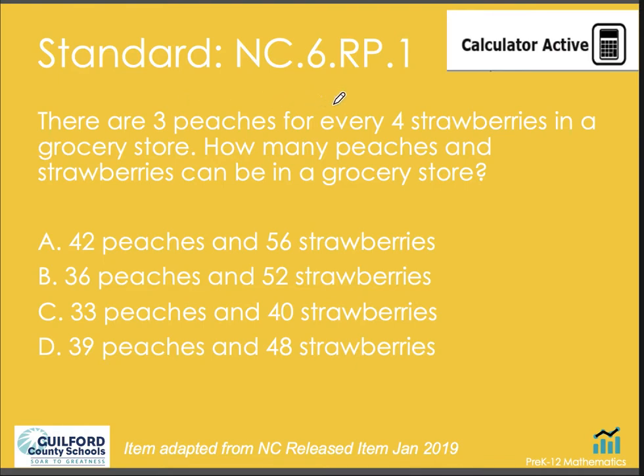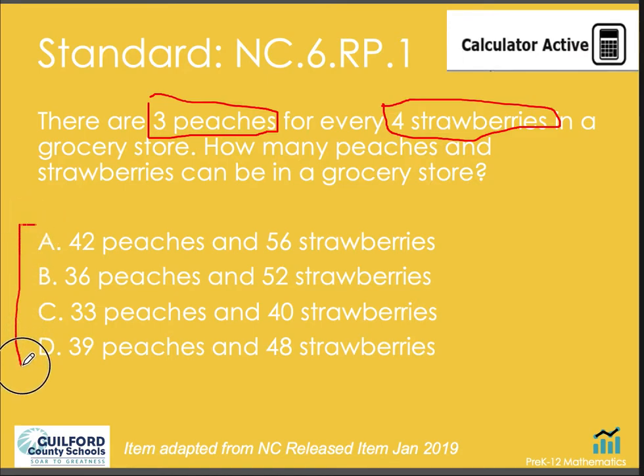The first thing I'm going to notice is this sounds like a ratio. There are 3 peaches for every 4 strawberries, so I'm going to make sure I mark that: 3 peaches for every 4 strawberries in a grocery store. I need to find out how many peaches and strawberries can be in a grocery store. My answer choices are: 42 peaches and 56 strawberries, 36 peaches and 52 strawberries, 33 peaches and 40 strawberries, 39 peaches and 48 strawberries. I'm probably going to use process of elimination in this problem, and that will help me narrow it down.